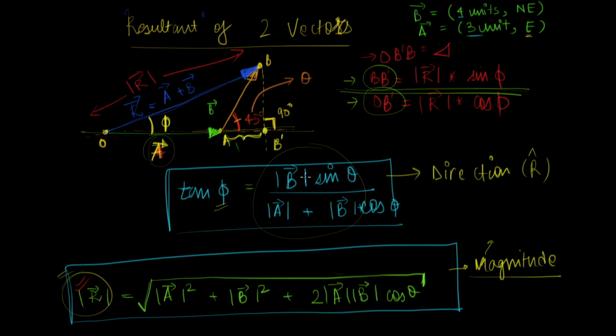So that is how you work out the resultant of two vectors. In the next video, we'll try to work an example. We'll actually take this case and try to work out what theta, what phi and r would actually be.